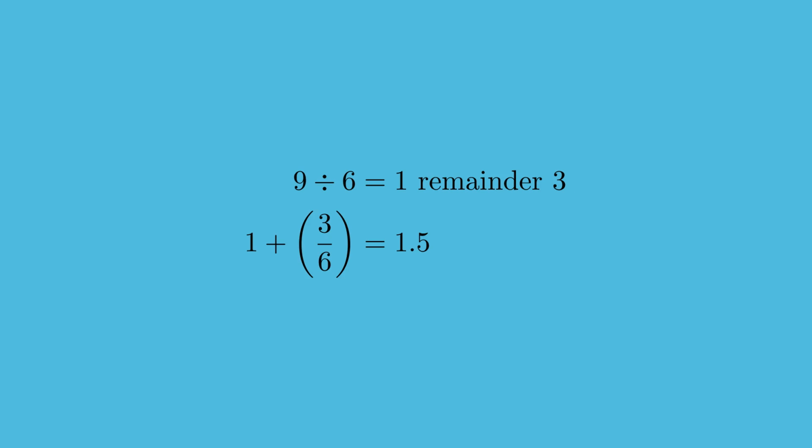Hence, combining both parts of the quotient, 1 from the initial division and 0.5 from the remainder, we add them together, obtaining 1 plus 0.5 to conclude 1.5. Thus, the correct answer is 1.5.